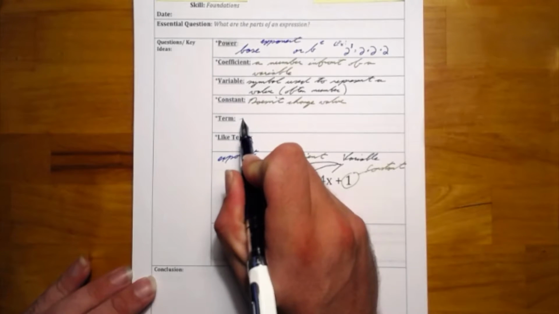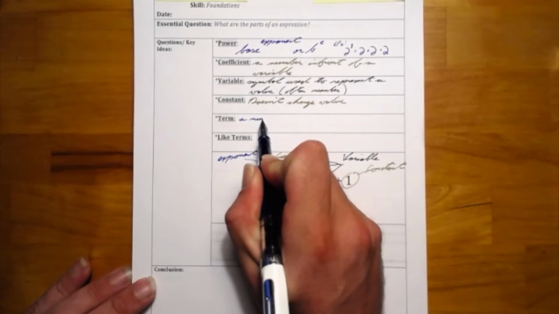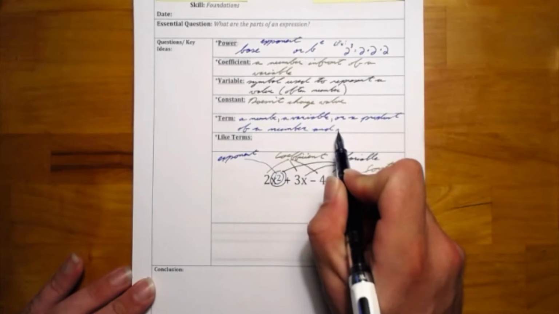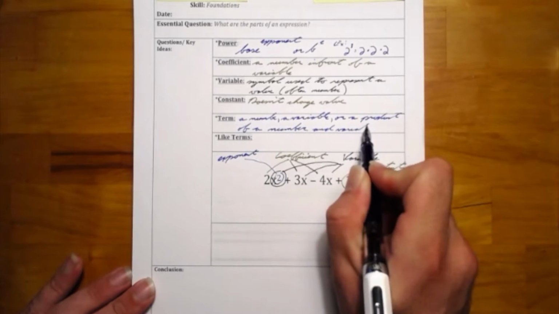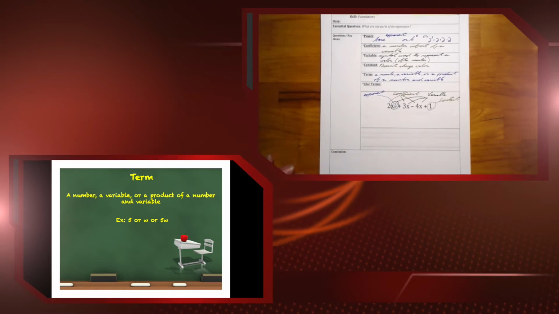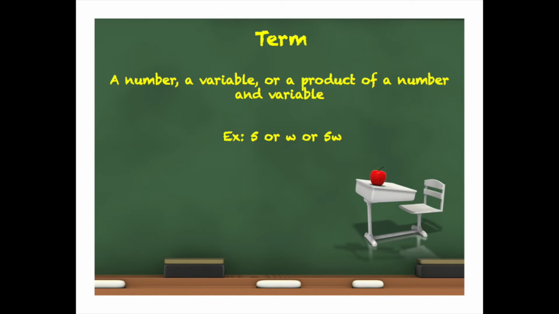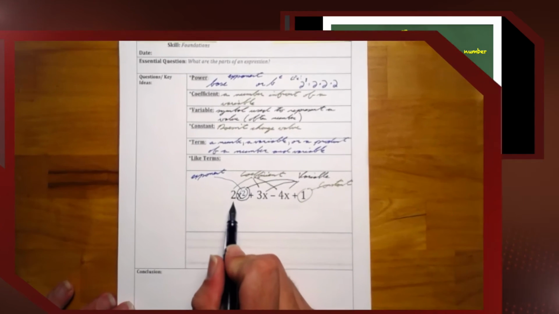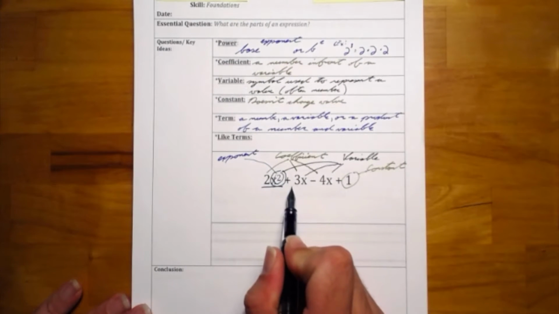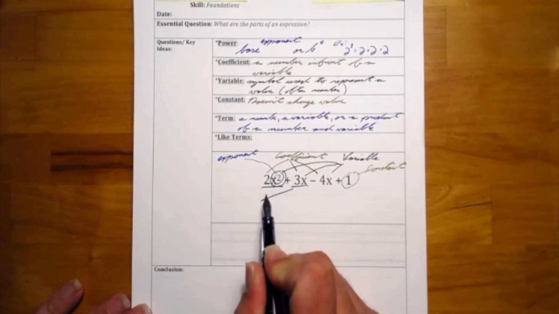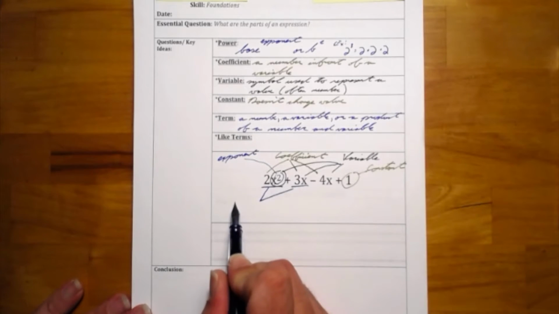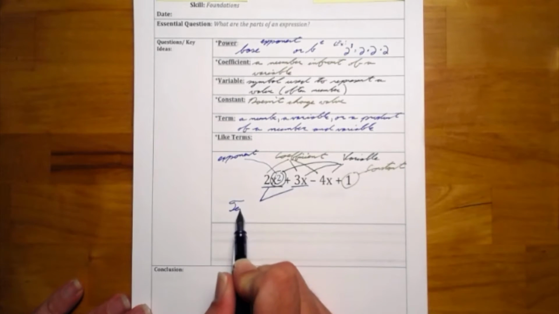The expression's made up of terms, and each term is a number, a variable, or a product of a number and a variable. Examples of this would be 5, or w, or even 5w. In the example provided, we see that there's a few different terms there. Only 2 of them are underlined, but each one of them is their own term.